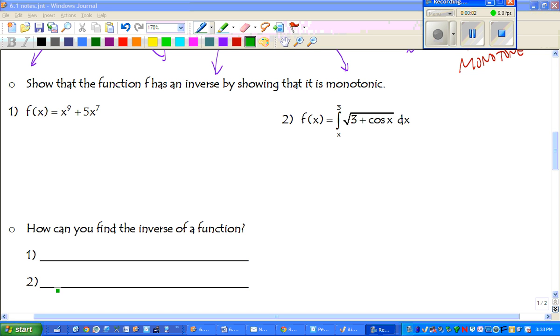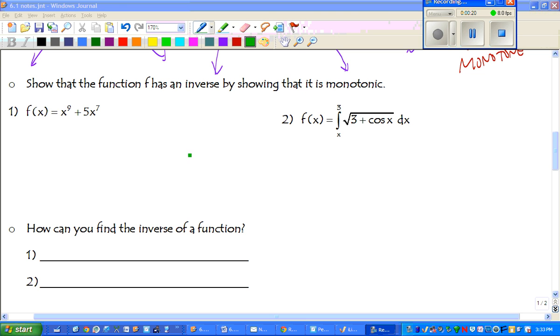All right, problems 1 and 2 ask to show if the function f has an inverse by showing that it's a monotone function. Well, to do that, we have to show that it's either increasing or decreasing over the whole function so that it doesn't change. It can't change from increasing to decreasing.